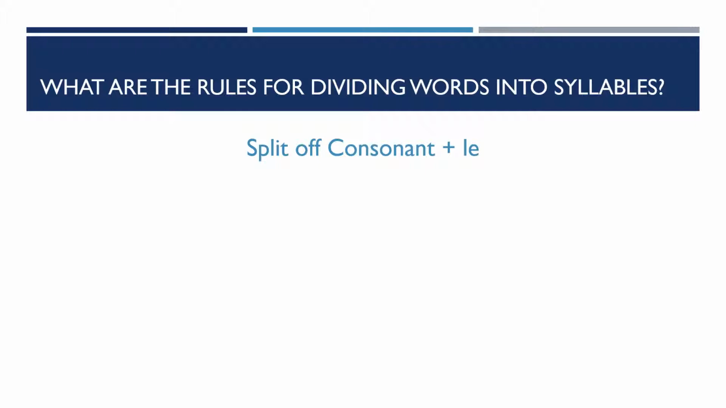In words that end in LE, the rule is to include the final consonant with the LE for a syllable. Our first example is the word purple. That becomes pur-ple. Do you see how we kept the P with the LE?